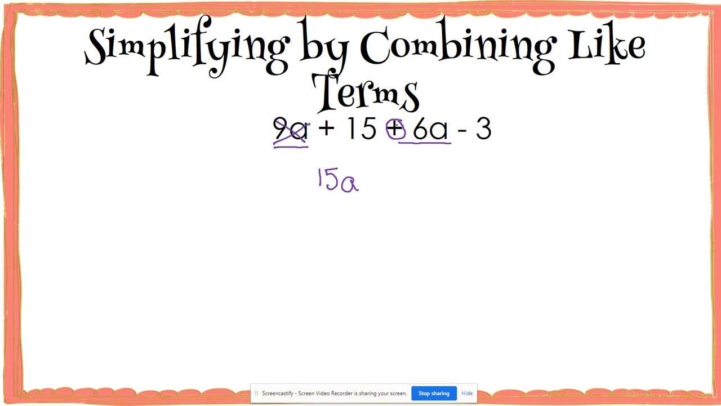Now I've gotten rid of 9a and I've gotten rid of plus 6a. Now I'm going to look at my next term, which is 15. 15 is a constant because it doesn't have a variable, so I'm looking for any other constant in this expression. I notice that I have this minus 3 here, which is also a constant, and this subtraction sign in front of the 3 tells me that it's being subtracted.